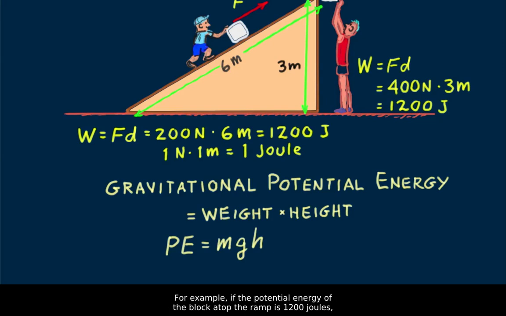For example, if the potential energy of the block atop the ramp is 1,200 joules, then its potential energy is 0 joules at the bottom of the ramp. We find that potential energy, or we shall see, any form of energy, has significance only when it changes. When it does work, it transforms to energy of some other form.